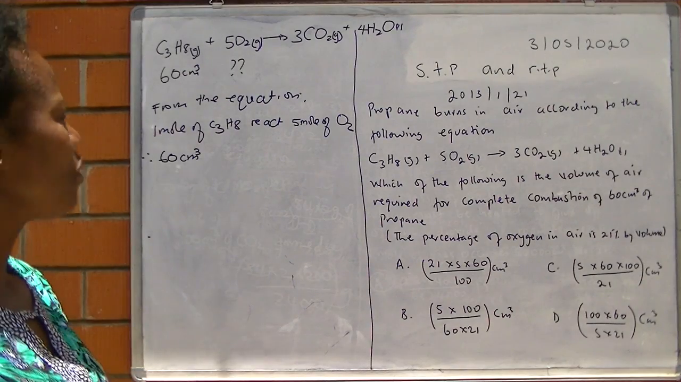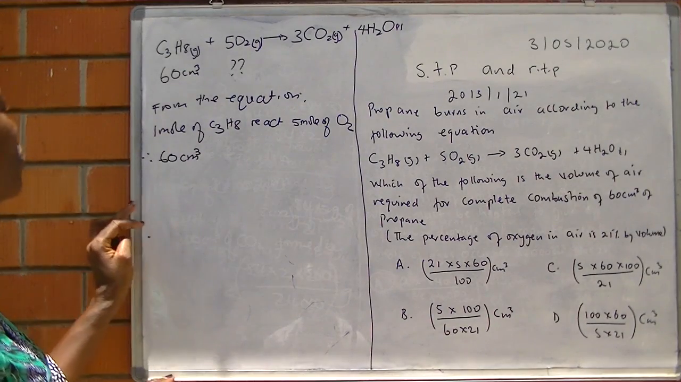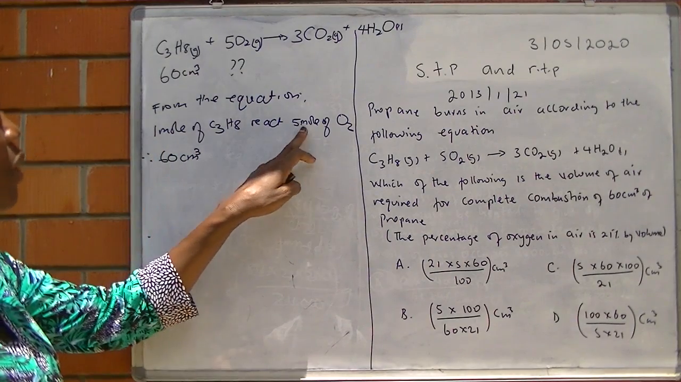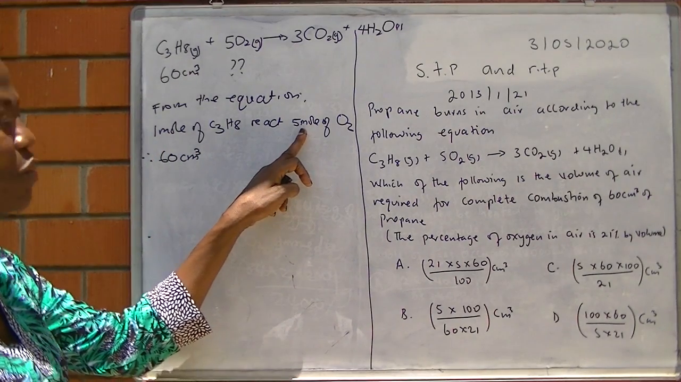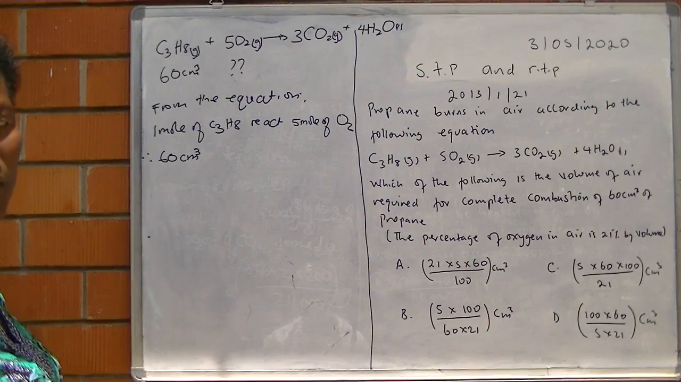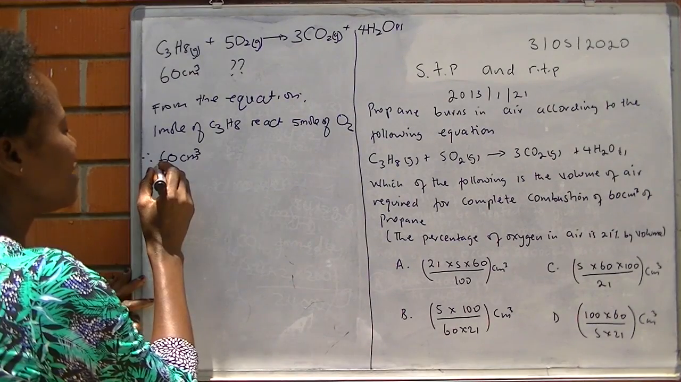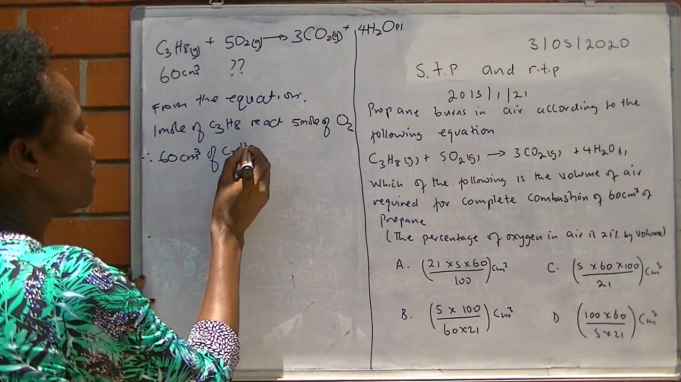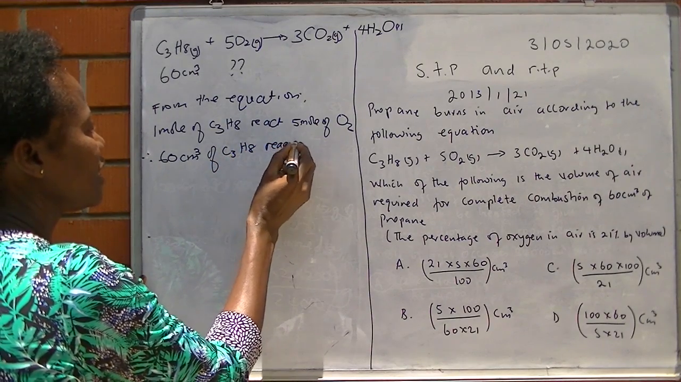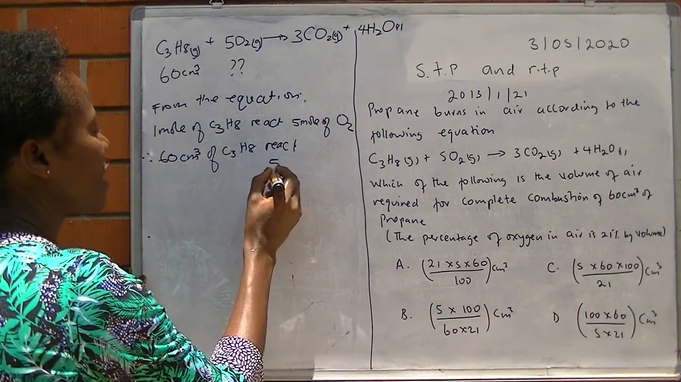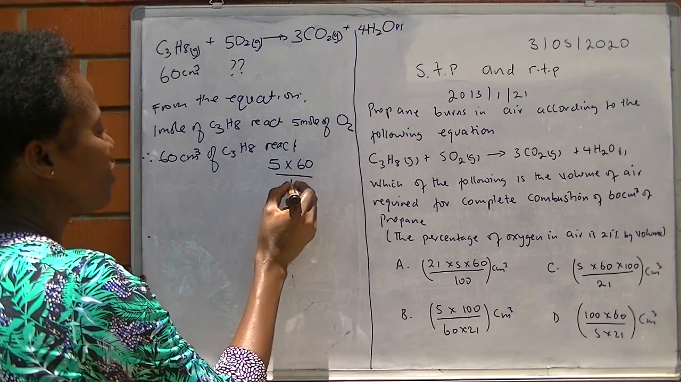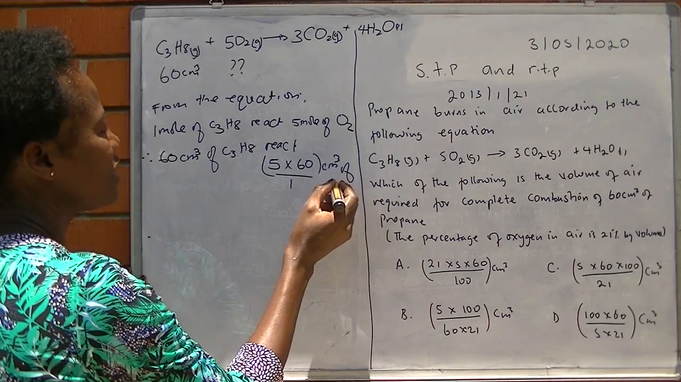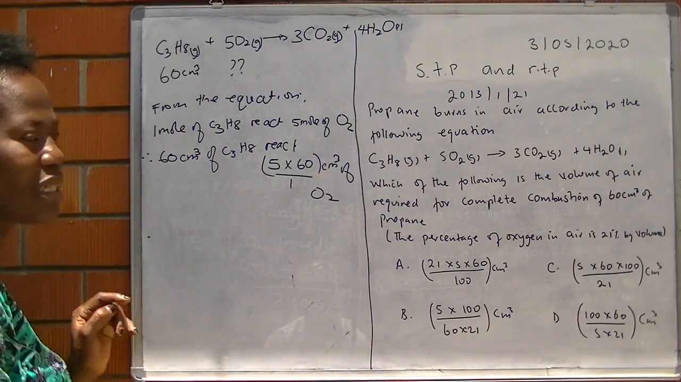You can wonder why I'm using cubic centimeters, yet I have moles. Either way, if I multiply by 1 mole of a gas and by 1 mole of a gas, that value will cancel. So even though I use the moles, the answer will be the same. So therefore, 60 cubic centimeters of propane will react. I cross multiply 5 times 60 over 1. So that is the cubic centimeters of oxygen used for complete combustion.